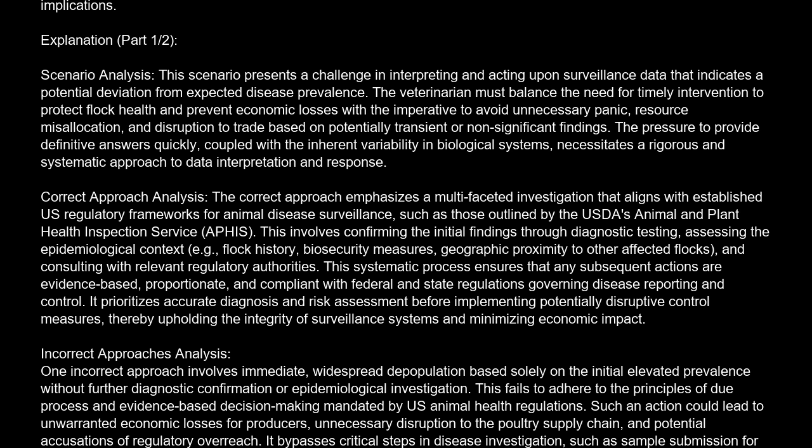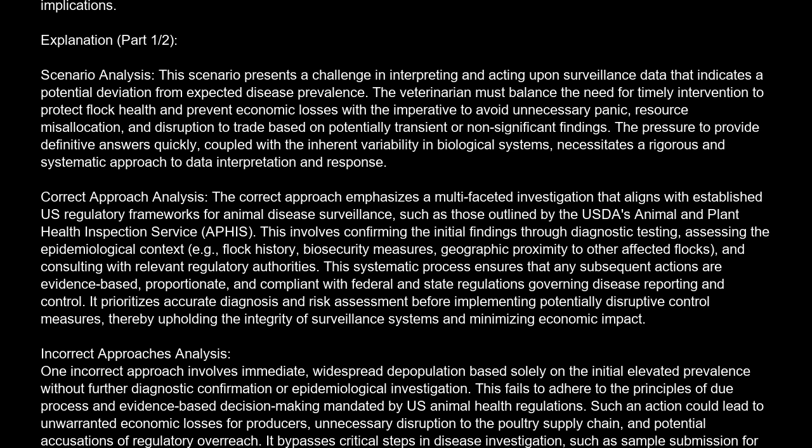Incorrect approaches analysis. One incorrect approach involves immediate, widespread depopulation based solely on the initial elevated prevalence without further diagnostic confirmation or epidemiological investigation. This fails to adhere to the principles of due process and evidence-based decision-making mandated by U.S. animal health regulations. Such an action could lead to unwarranted economic losses for producers, unnecessary disruption to the poultry supply chain, and potential accusations of regulatory overreach.